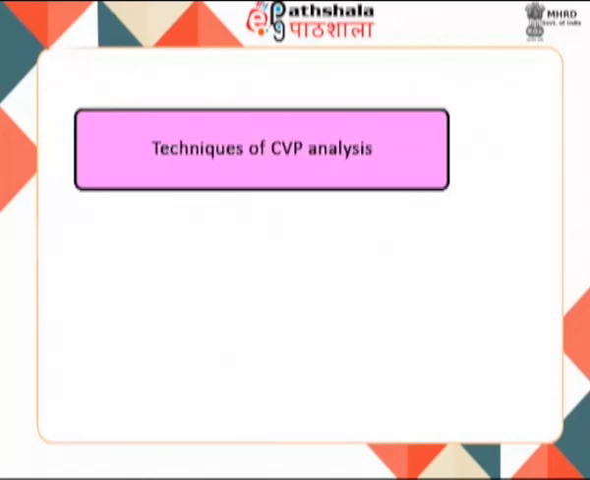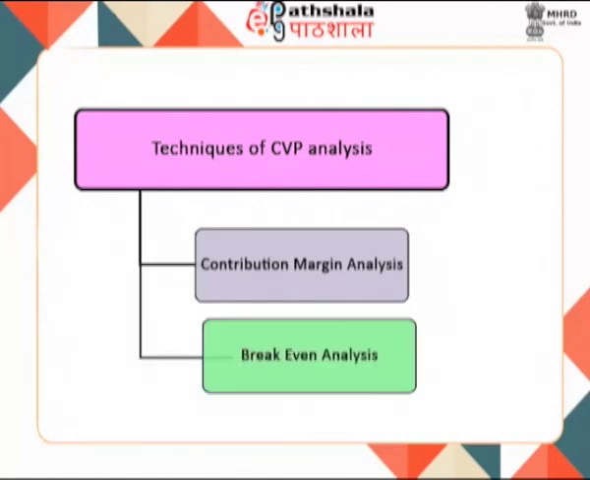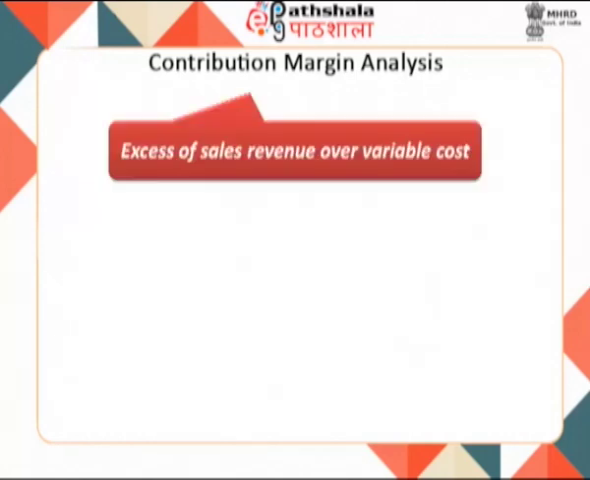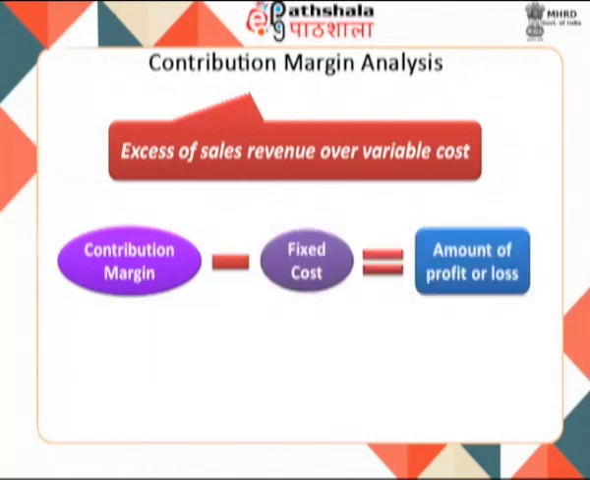There are two basic techniques of CVP analysis: one, contribution margin analysis, and two, break-even analysis. Contribution margin analysis. Contribution margin indicates the profit potential of a business firm. Contribution margin is the excess of sales revenue over variable cost. From contribution margin, when fixed cost is deducted, the resultant figure gives the amount of profit or loss to the business firm.